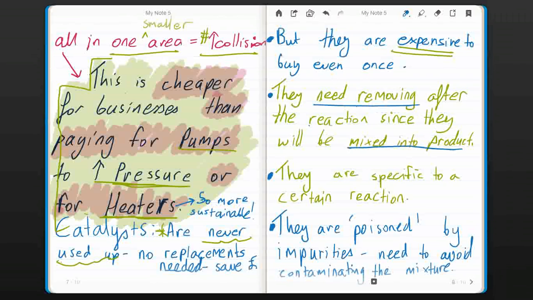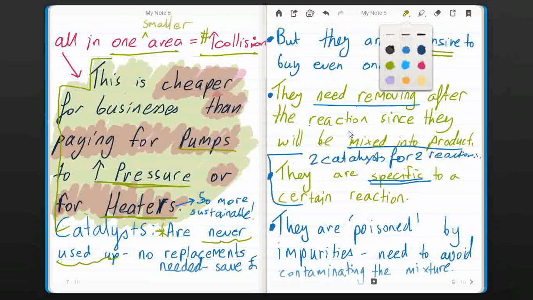Okay, they are specific to certain reactions, which means you can't use one catalyst to react oxygen and carbon and then the same catalyst to react hydrogen and oxygen, for example. That means that you'd need to buy 2 catalysts if you were doing 2 reactions. And if you were doing 100 reactions, you'd probably have to buy 100 different catalysts. Okay, so you can see that that would be expensive. Theoretically, very expensive.